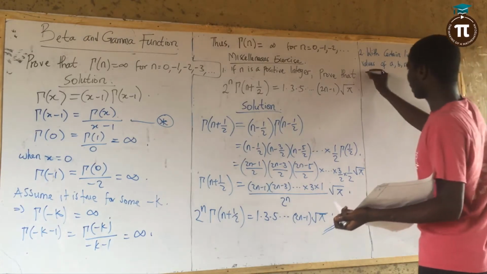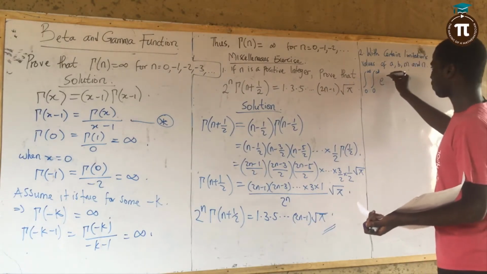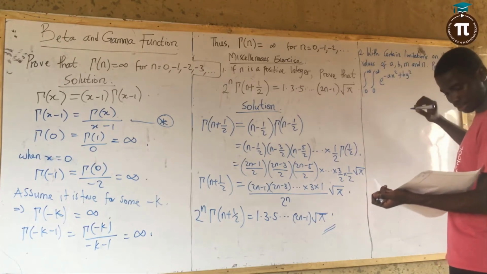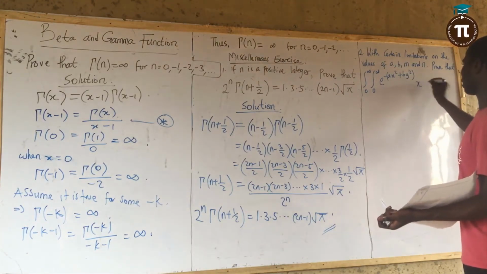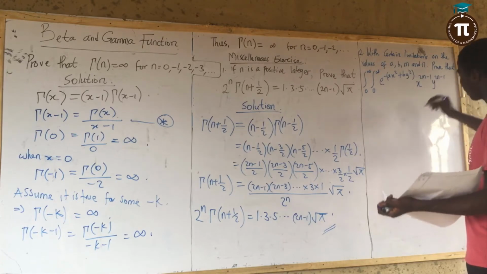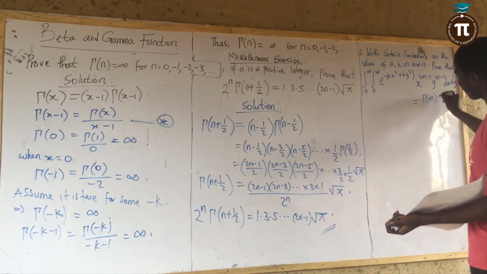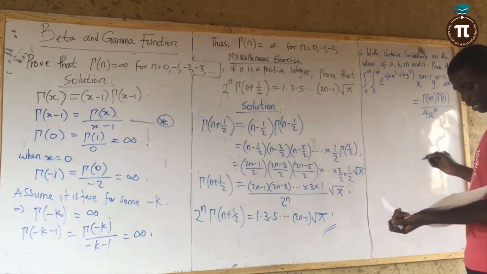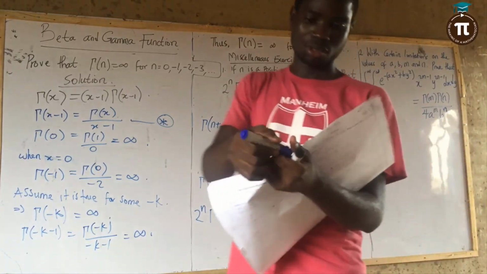With certain limitations, prove that the double integral from 0 to infinity of e raised to the power of minus (ax squared plus by squared) times x raised to the power 2m minus 1 times y raised to the power 2n minus 1 dx dy is equal to gamma of m times gamma of n all over 4 raised to the power a raised to the power m, b raised to the power n. That is what we have there.